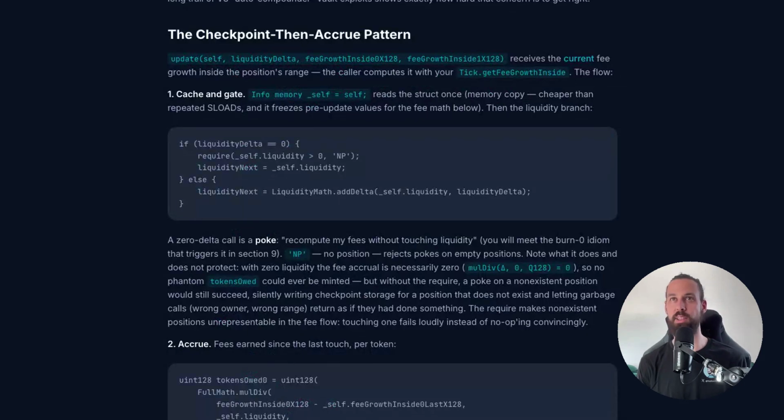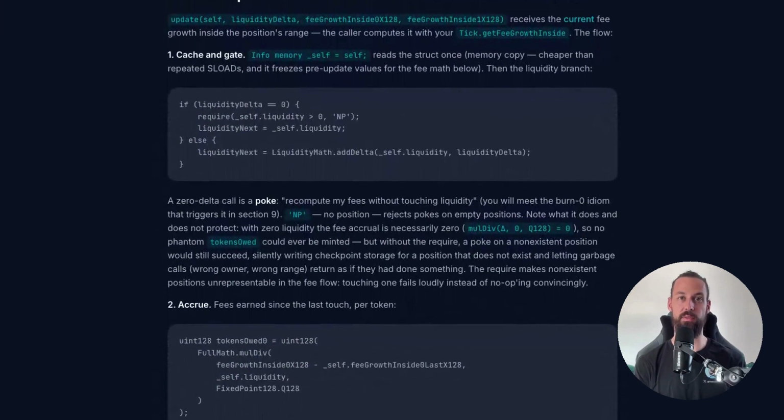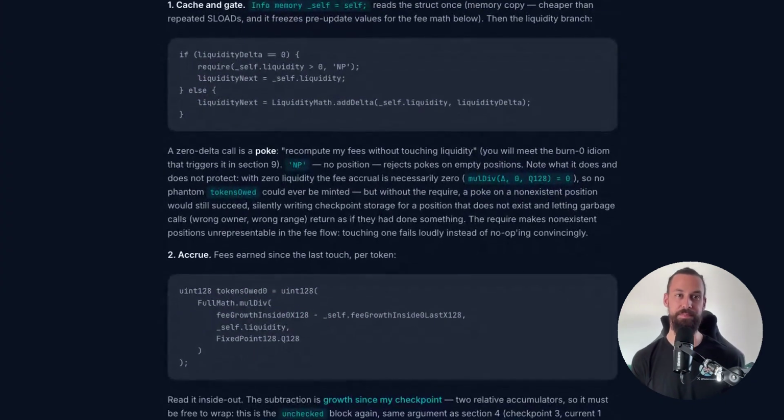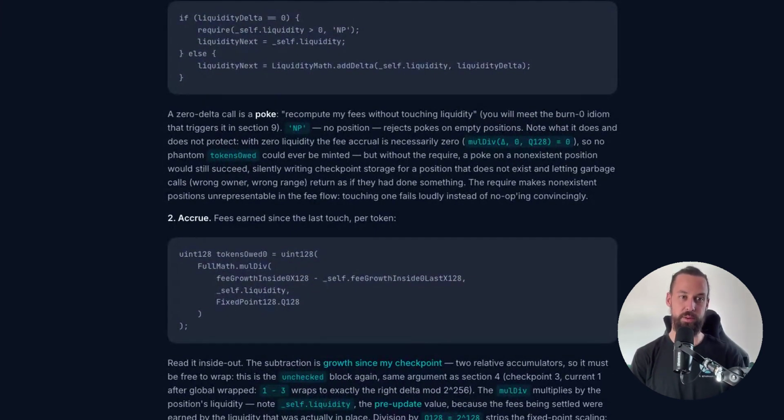And if you want compounding, that's a periphery or vault problem, which by the way is where a long trail of V3 auto-compounder exploits comes from. It's a genuinely hard problem, and V3 declined to solve it in the core.